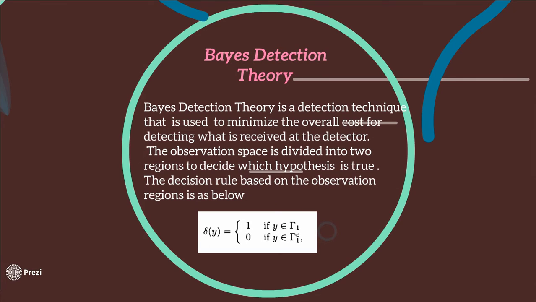Bayes detection theory. We now define a method called Bayes detection, that deals with the prior probability of the sent data. For this technique, we consider our received data Y to be a part of an observation space R. Bayes detection divides the observation space into two regions, depending on the threshold calculated using the cost function. The decision rule is defined as follows. Delta of Y equals 1, if Y belongs to gamma 1, and equals 0, if Y belongs to gamma 1 complement.